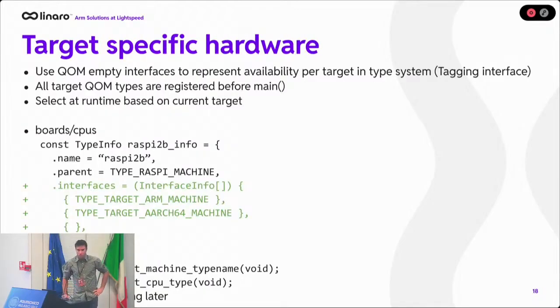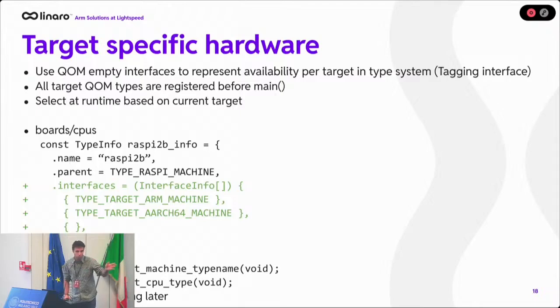Another thing that was a bit more challenging is to deal with the target-specific hardware, like the board definition, the CPU definition, and any kind of specific device that belongs only to one target. For that, we found that the best way was to use the QEMU object model. For people who are not familiar with it, it's an object type system, similar to any object language you would know. And we are using the possibility to implement interfaces to tag the various devices with the target they support.